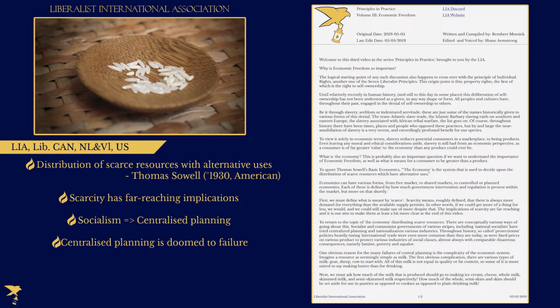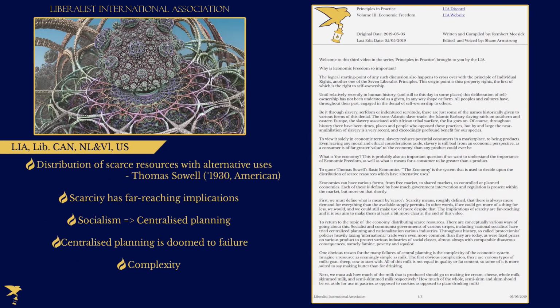One obvious reason for the many failures of central planning is the complexity of the economic system. Imagine a resource as seemingly simple as milk. The first obvious complication: there are various types of milk. Goat's milk, sheep's milk, cow milk, to start with. All of this milk is not equal in quality or fat content, so some of it is more suited to, say, making butter than it is for drinking.